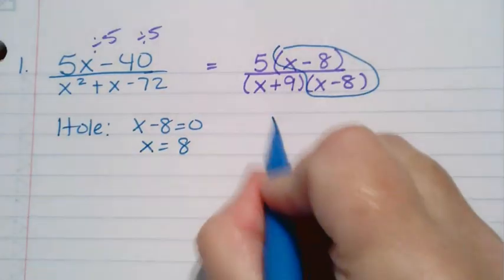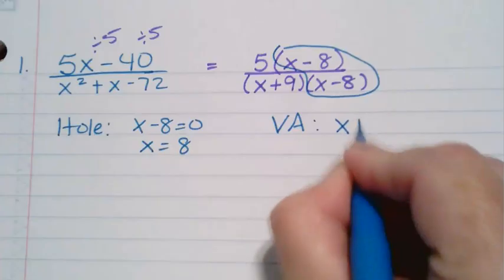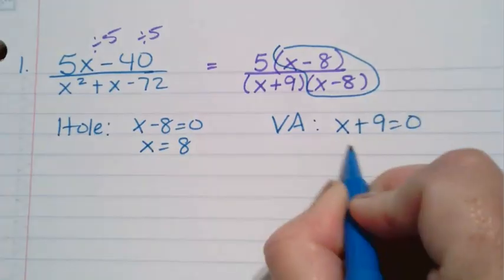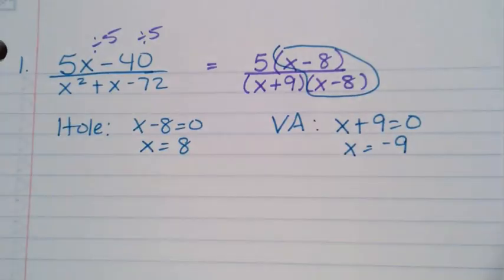Your vertical asymptote is your leftover denominator. So x plus 9 equals 0. Subtract 9 to both sides and we get x equals negative 9.